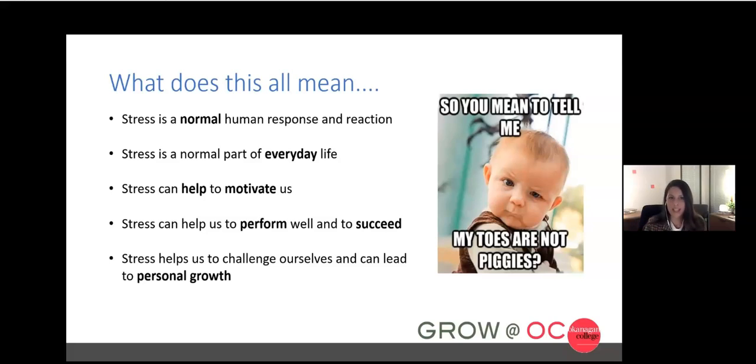It can help to motivate us. It can help us to perform well and to succeed, right? Those little experiences of stress that we feel can really help to prepare us for an exam, right? So that we study and we prepare ourselves, and that stress going into it can really serve us in the moment. And it can help us to really challenge ourselves, which of course can lead to personal growth. So it's important to note that everyone experiences stress at a different level, but at the end of the day, we can really use it to help us. And it's really that relationship to stress that matters.